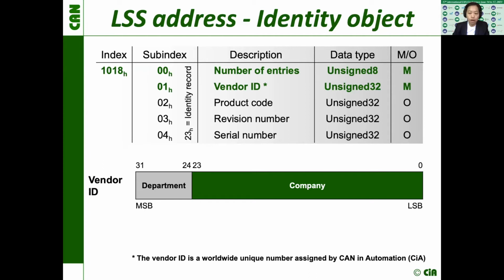Of the four sub-indexes, the vendor ID is mandatory. That means every CANopen device needs a vendor ID. It is a worldwide unique number assigned by CAN in Automation. So for the next slide, let us see how CANopen devices and CANopen FD devices can be identified by the LSS address.